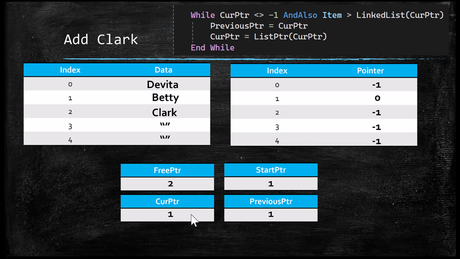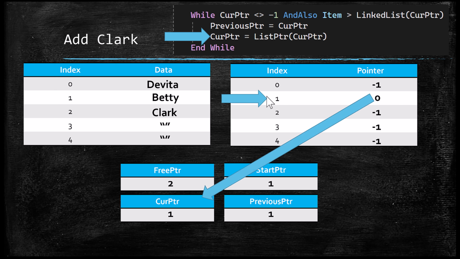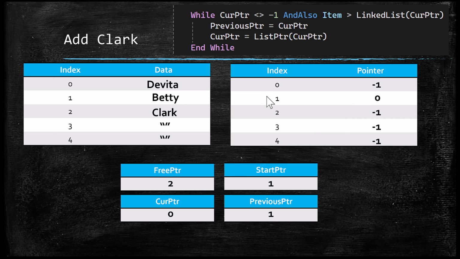Then we have to update our current pointer to move to the next item in the list. So current pointer is equal to list pointer, current pointer. Well, we take a look at this list of pointers we have here. We're looking at our current pointer, which is 1. And we can see here, the current pointer we're moving to next is 0, which is going to be Davida. So that's what we're going to compare to next. Our current pointer becomes 0, and we will be looking at Davida next.